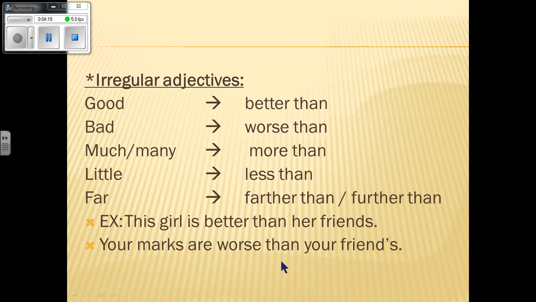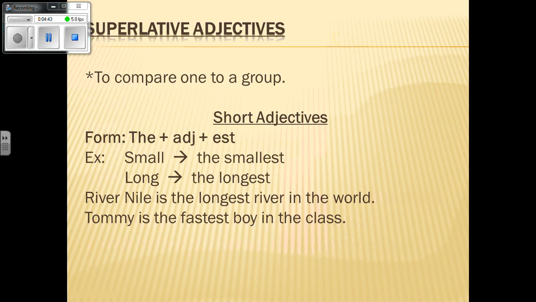An example here, this girl is better than her friends. I can't say gooder. It's better than her friends. Your marks are worse than your friends. So we said here, worse than. Okay? These are irregular adjectives, and you must memorize them like this. So that was the comparative adjectives.